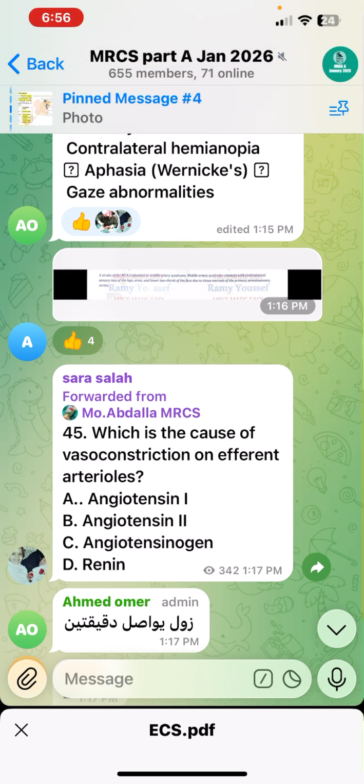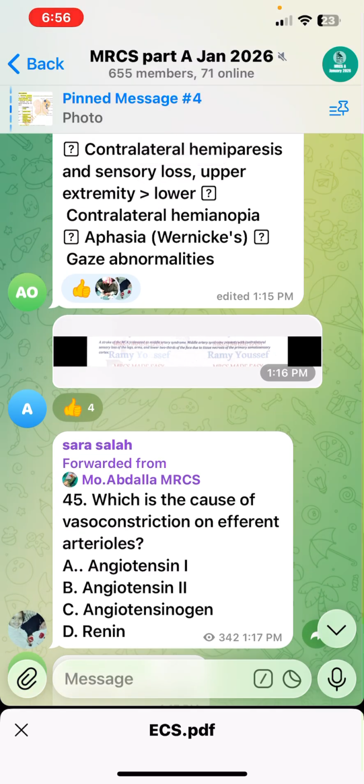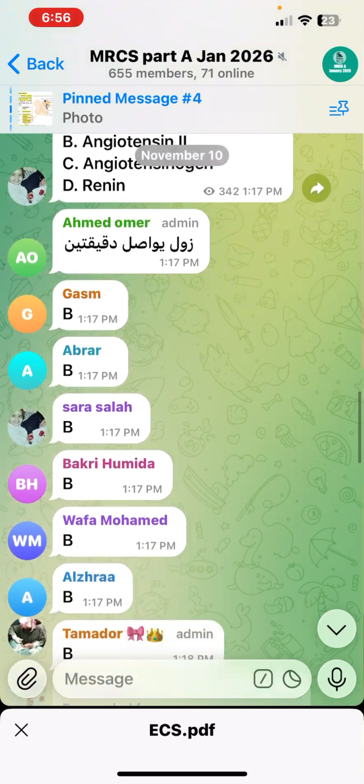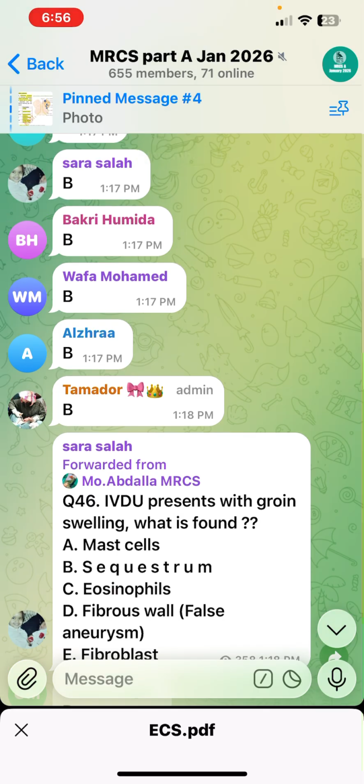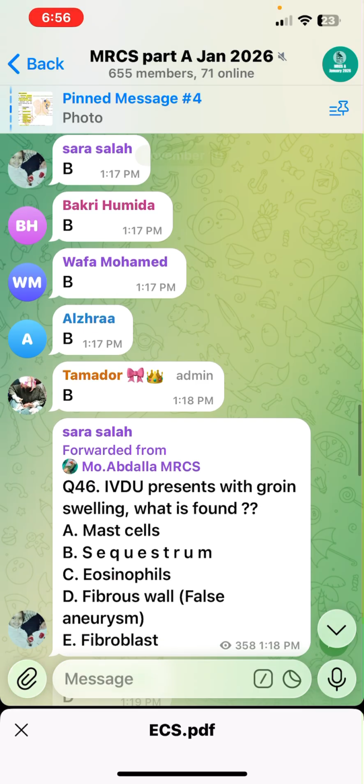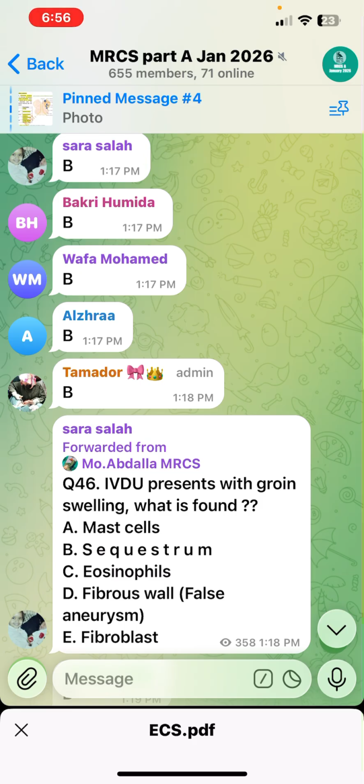So next question is, what is the cause of vasoconstriction on efferent? Afferent and efferent vasoconstriction, angiotensin 2. Patient with groin swelling, what is found? Groin swelling, mast cell, sequestrum, fibrous wall, fibroblast. Drug user, false aneurysm.